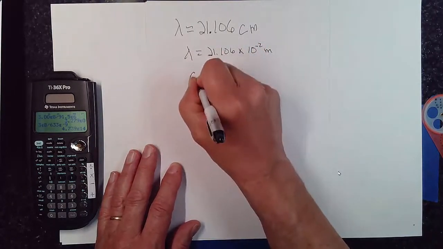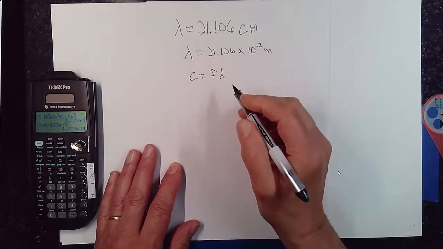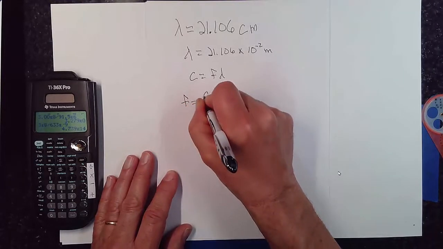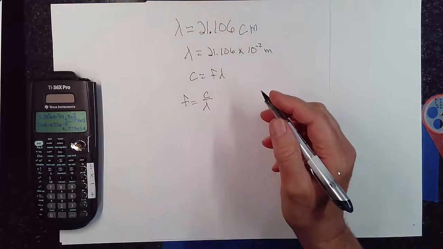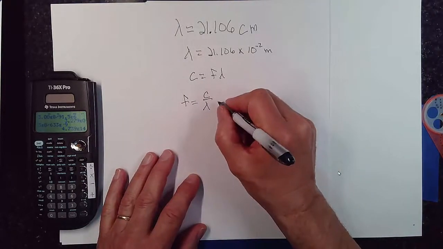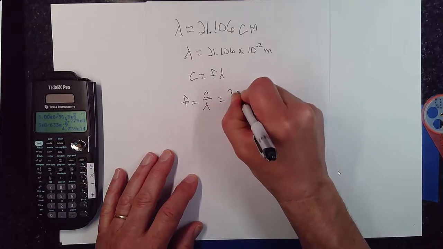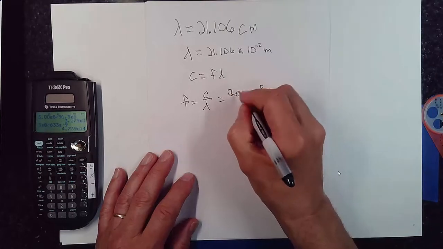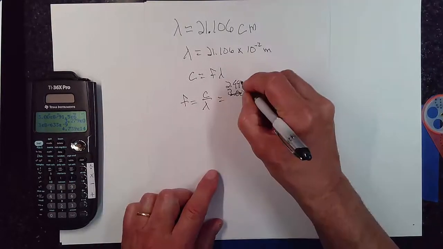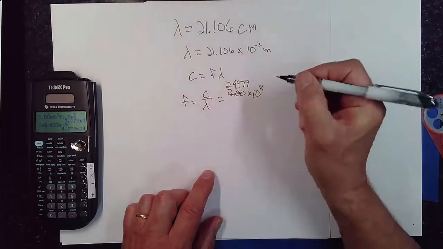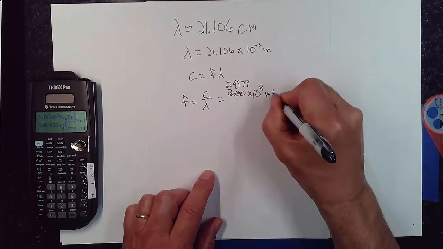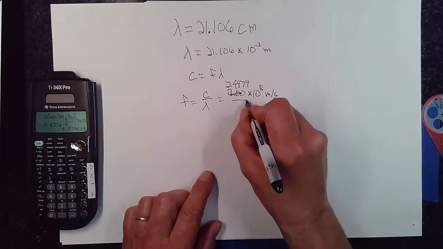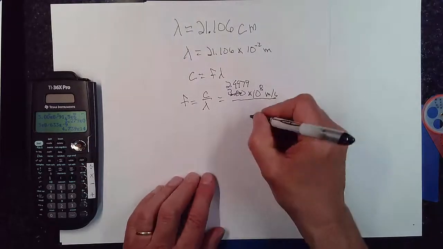And again, we'll be using c equals f lambda. It's the frequency we're after, and so the frequency will equal c over lambda. Unit-wise, this is going to be identical to the last one we did. 3.00 times 10 to the 8th. Actually, I'm going to write this instead as 0.9979 times 10 to the 8th meters per second. I've got 5 significant figures here, I've got 5 here, and so I'll be able to keep 5 significant figures.